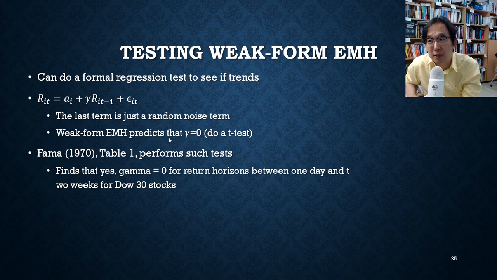Weak form EMH predicts that the gamma is 0, which means past return has no predictability for future returns. That's the null hypothesis, and that null hypothesis supports weak form EMH. And Eugene Fama, in his research paper, tested this hypothesis and found out that gamma indeed is 0.